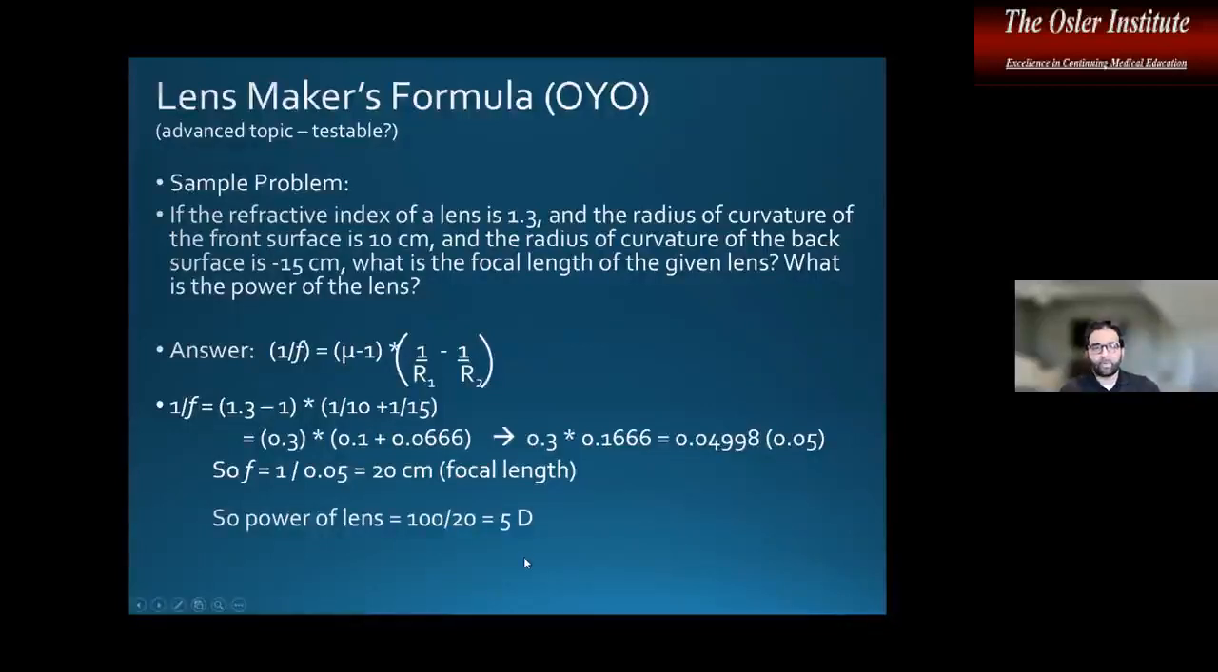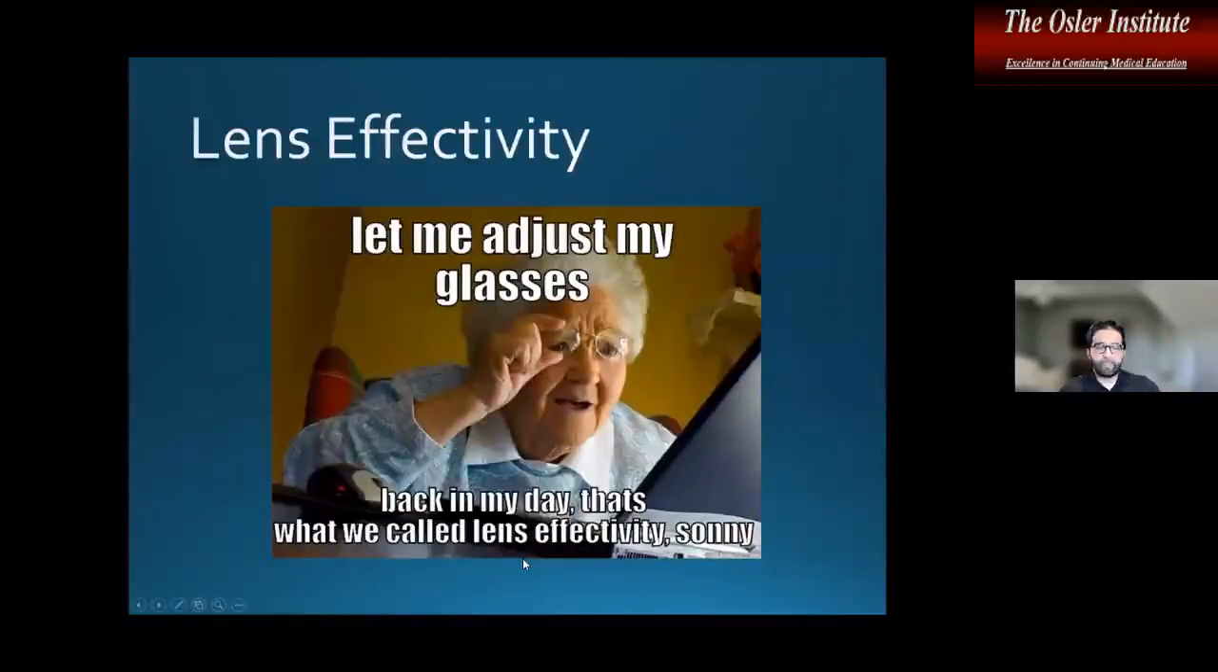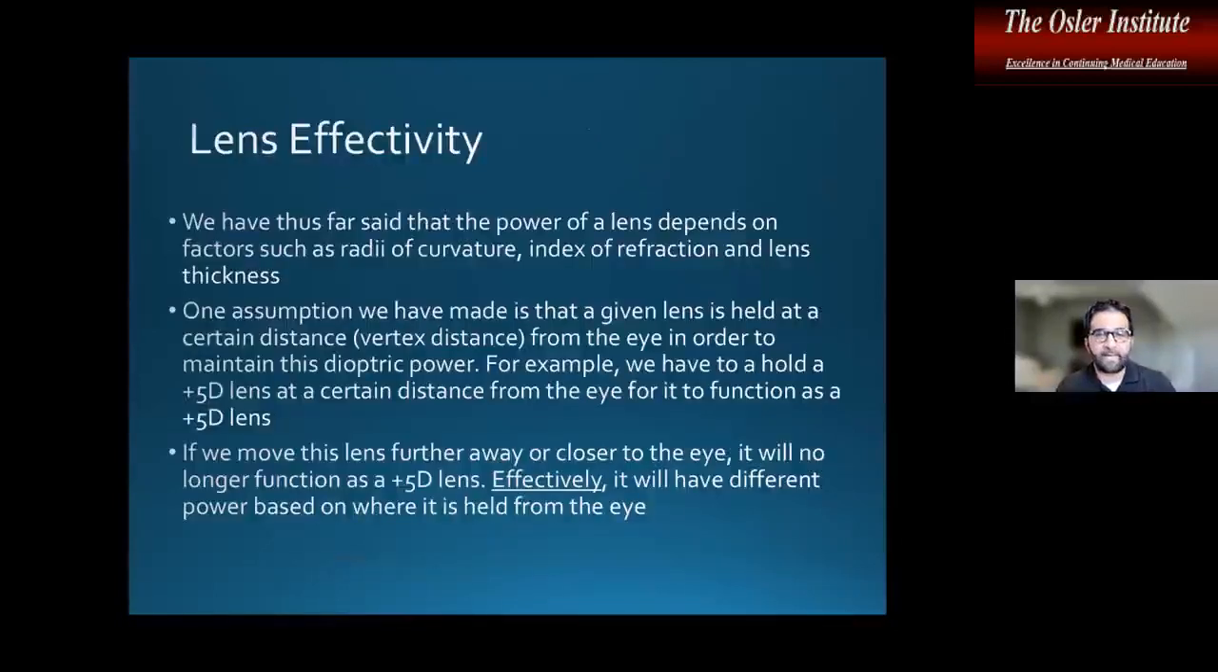So again, you can do this on your own, but let's move on to something a bit more relevant. And this is extremely relevant, which is lens effectivity. We've said previously that the power of the lens depends on things like the radius of curvature, the lens thickness, and the index of refraction. That's the thick lens stuff that we talked about. However, one assumption we have made is that the given lens is held at a certain distance from the eye in order to maintain this dioptric power.